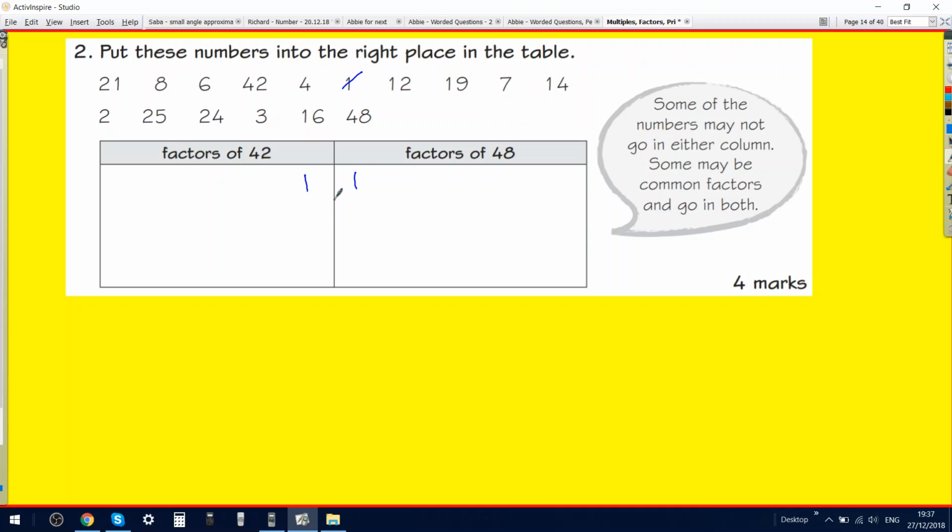12 goes in 48, because 4 times 12 is 48. It doesn't go in 42, no. Okay. 12, 4 does. 4 times 12 is 48. So that's 4.